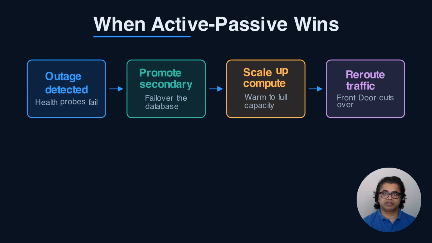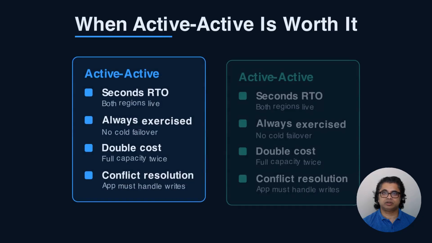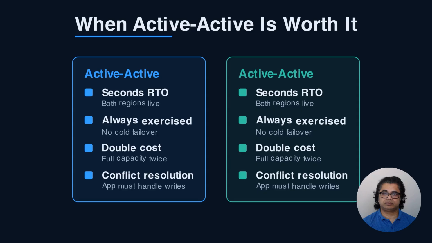This fits the majority of business applications, internal line of business systems, and anything where an hour of recovery is acceptable. It's my default recommendation unless a hard requirement forces otherwise, because it's cheaper to run and far easier to test. Active-active runs full production capacity in 2 or more regions simultaneously, serving live traffic from all of them.